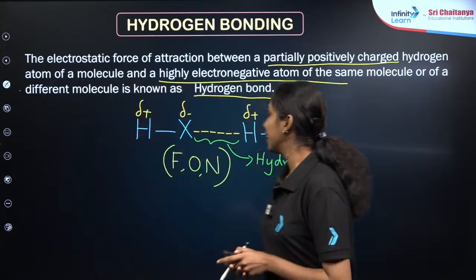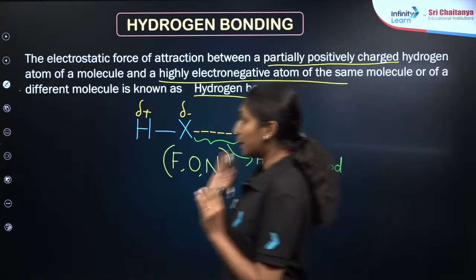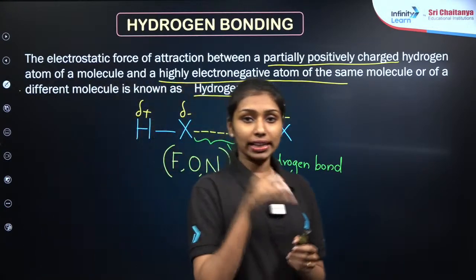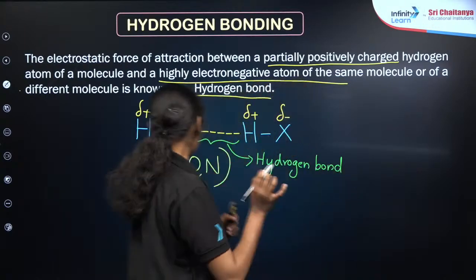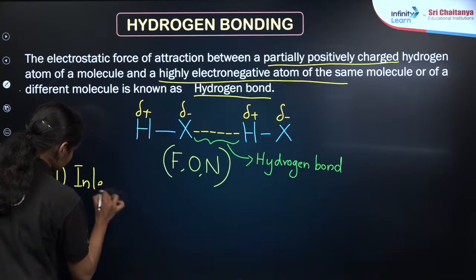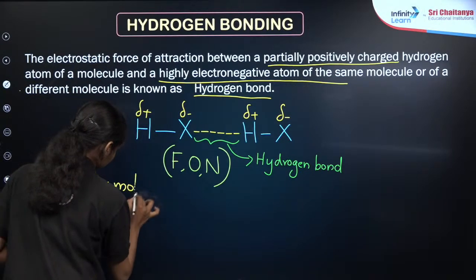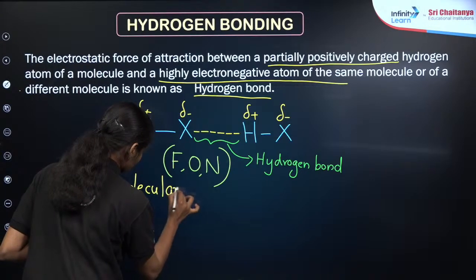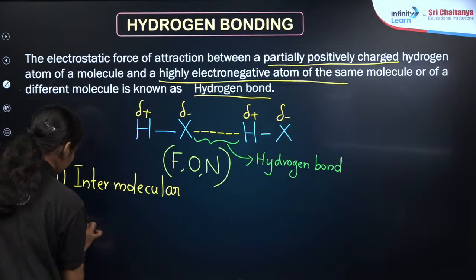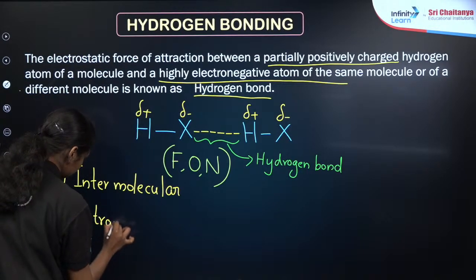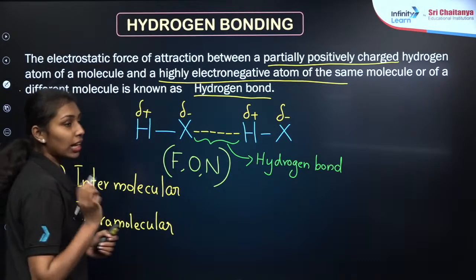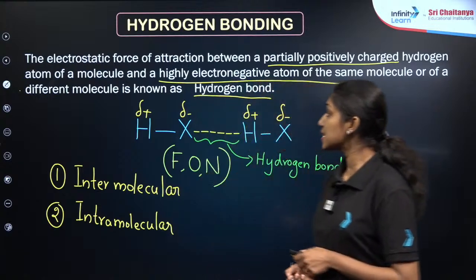Yes, fine. Now, depending upon the molecules, whenever this hydrogen bond exists between the same molecule or a different molecule, we can divide this hydrogen bonding into two types. First one is the intermolecular hydrogen bonding and the second one is the intramolecular hydrogen bonding. Let us see one by one. First one is the intermolecular hydrogen bonding.